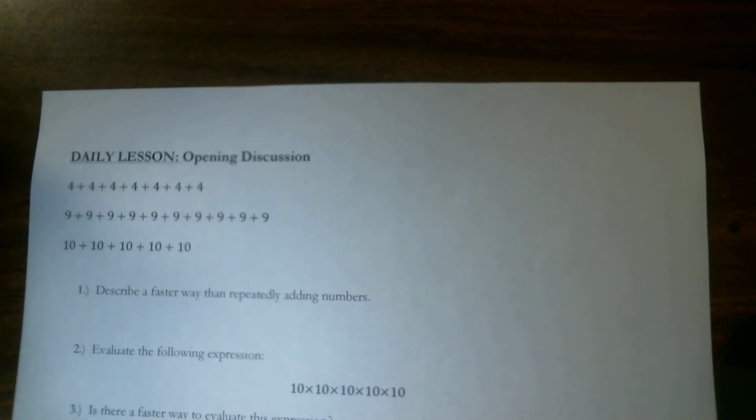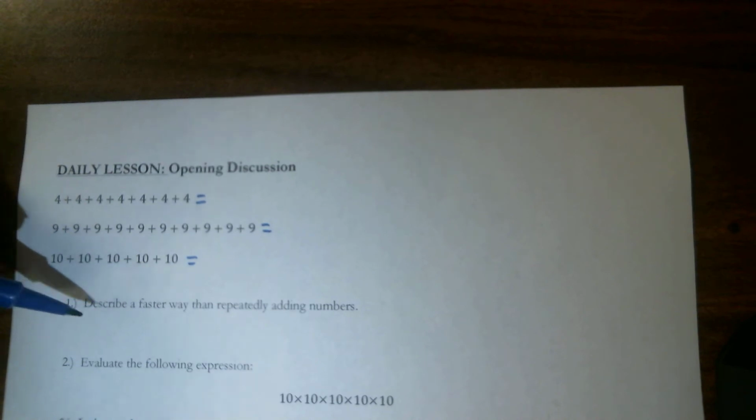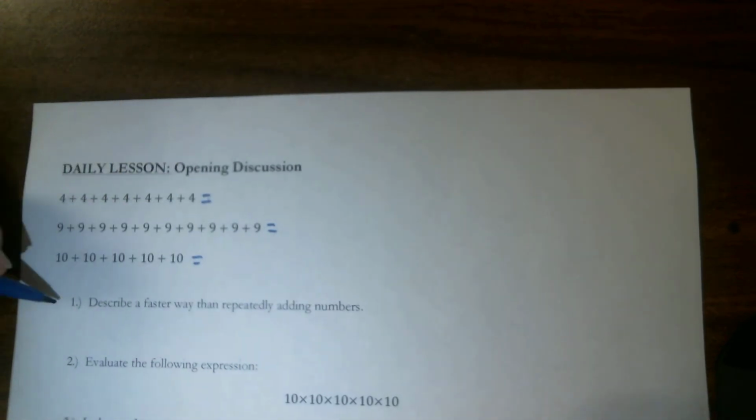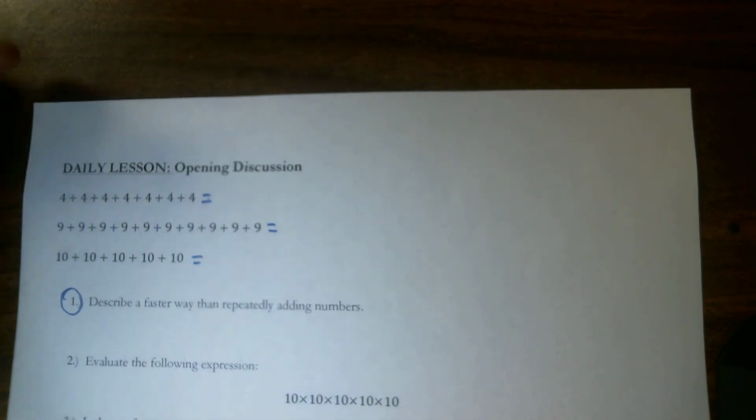Page 2, daily lesson, opening discussion. I want you to think about these three right here. There are easier ways to write them, much easier ways. I don't want to just add all those numbers together. That would take forever. There's a quicker way for me to think about it, and I can go back and access some facts in my head and figure it out. So I want you to, one, find the answer to these, and then describe a faster way than repeatedly adding those numbers. So go ahead, pause the video. You should take about 1 minute to find each of these three answers, and then tell me about the answer to number 1. So 1 minute on your own, pause, give it a shot.